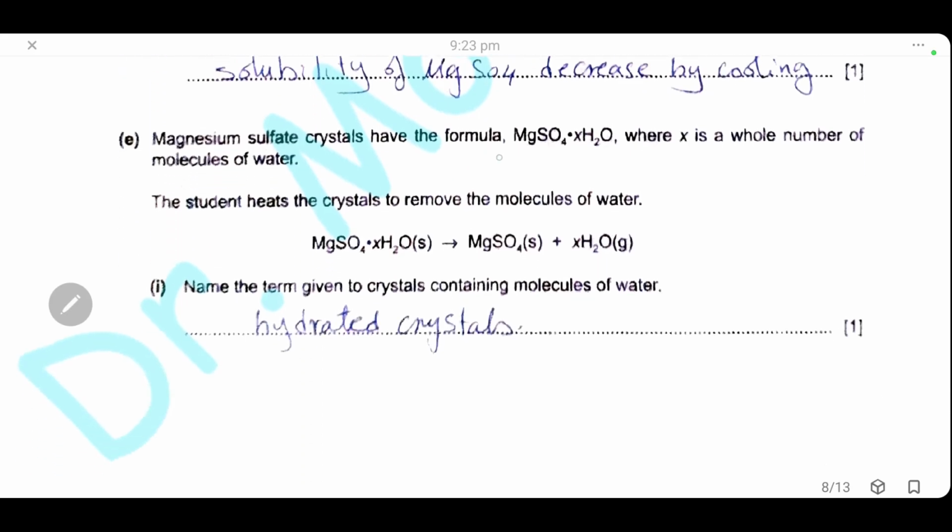Magnesium sulfate crystals have the formula MgSO4 and X molecules of water, where X is a whole number. A student heats the crystals to remove the molecules of water. As we can see, here is the hydrated magnesium sulfate crystal with water, and here is the anhydrous magnesium sulfate crystal without water. Name the term given to the crystal containing molecules of water, which is this one. It is hydrated crystal.